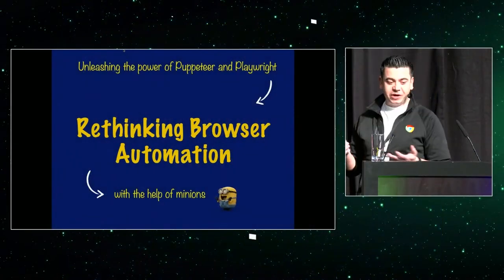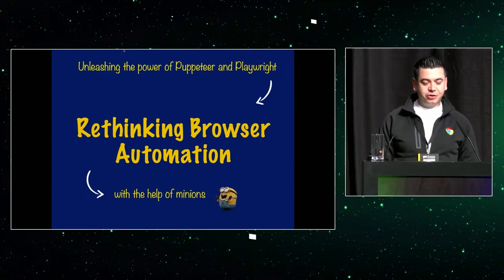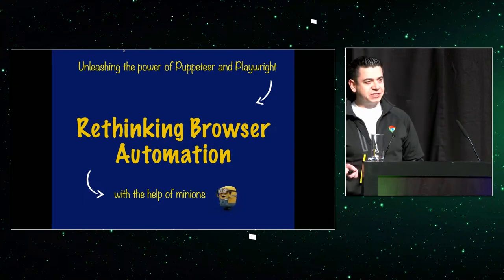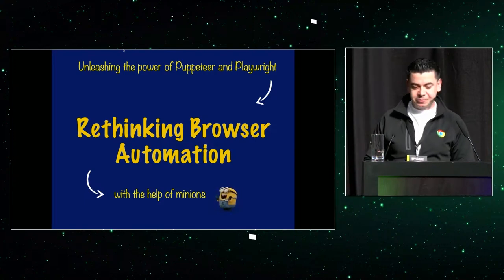We are going to talk about rethinking browser automation today, unleashing the power of Puppeteer and Playwright with the help of minions. Why minions? Because I see them as little workers which can help us automate our little workflows.